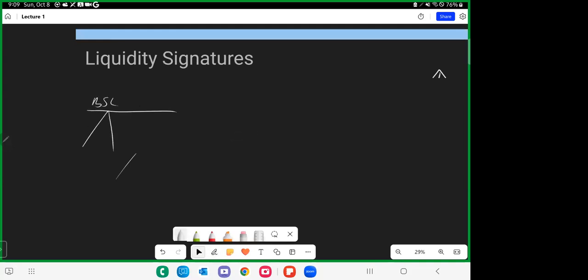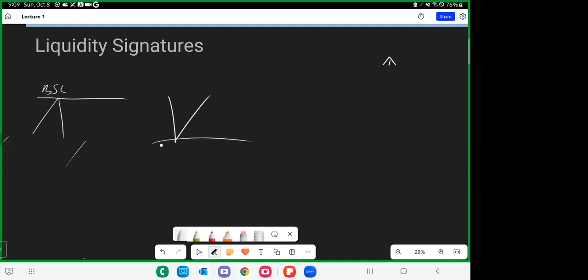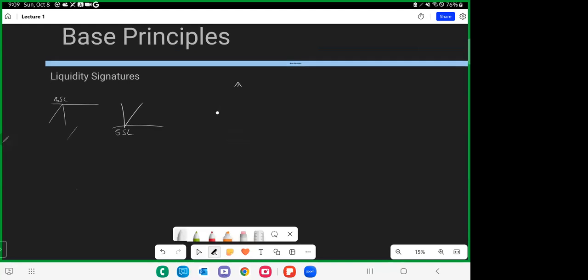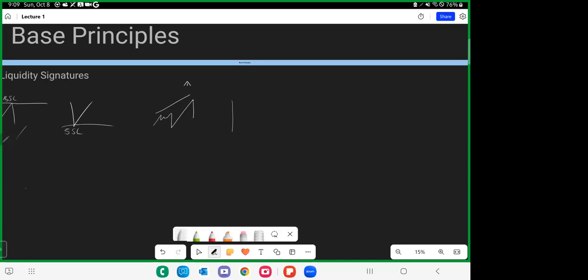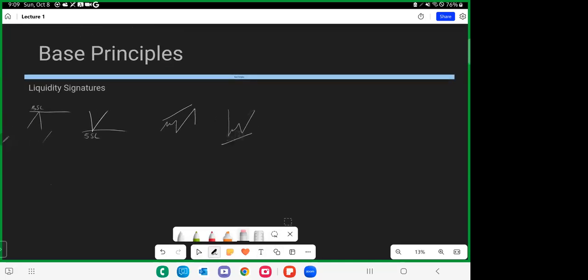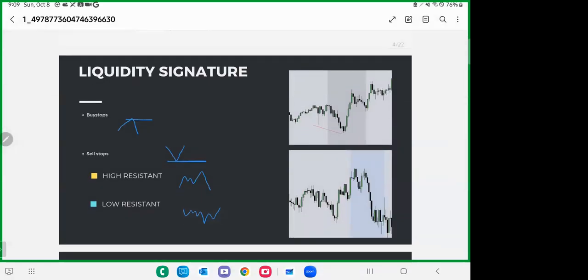Obviously, we have buy side liquidity above market price and sell side liquidity below market price. Pretty simple. In addition to that, we have to understand certain signatures: a high resistance signature, and then we also have a low resistance signature. When we're talking about high and low resistance liquidity runs, this is something we're going to focus heavily on, and we're going to gain a proficient understanding of it throughout the rest of this mentorship. Remember, this is all just base principles. Going back to here.